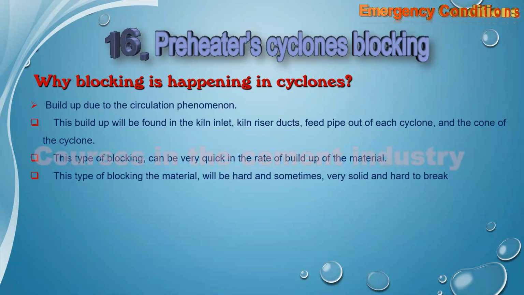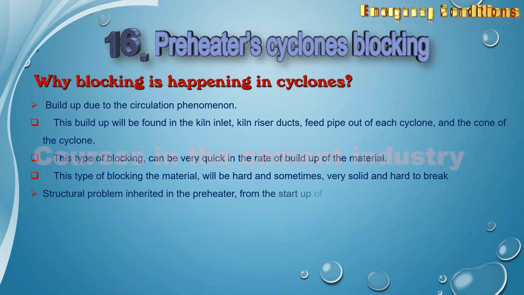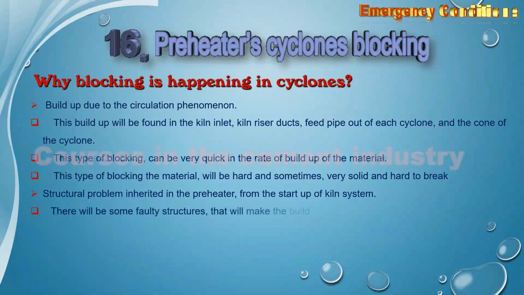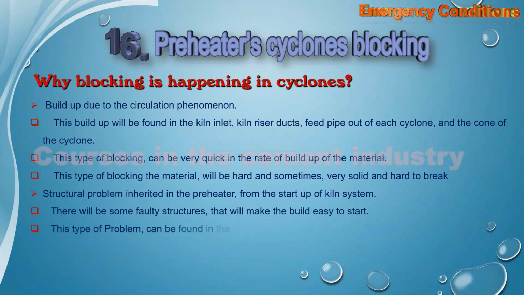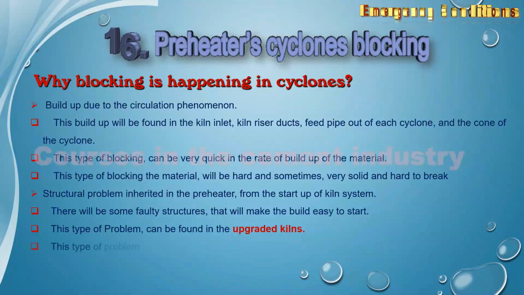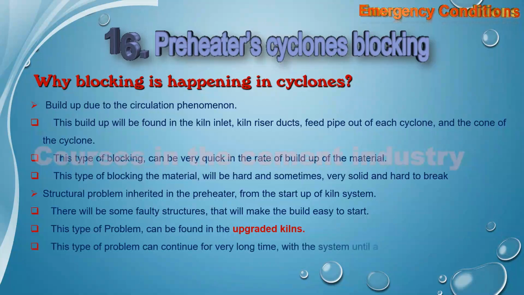3. Structural problems inherited in the preheater from the start-up of the kiln system. a. There will be some faulty structures that will make the build-up easy to start. b. This type of problem can be found in upgraded kilns. c. This type of problem can continue for a very long time with the system until a solution is found.